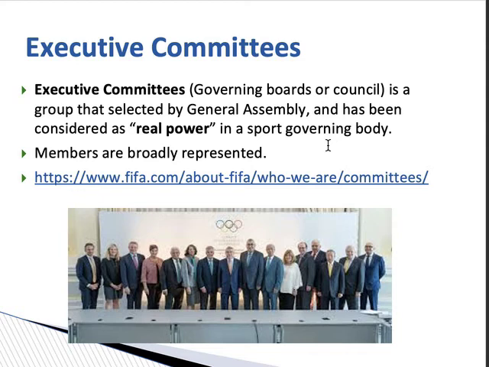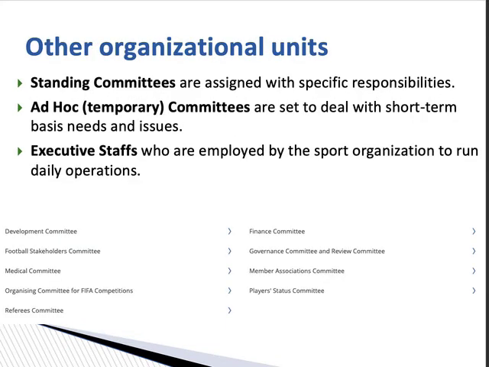So they have to make a decision. And here, the General Assembly we talk about, they only meet once a year. So a lot of these small issues they don't really have the time to deal with, right? So normally this kind of decision is made by the executive committee. So they make decisions more frequently compared to General Assemblies, right? And others, including standing committee, ad hoc committee, and executive staff, right?